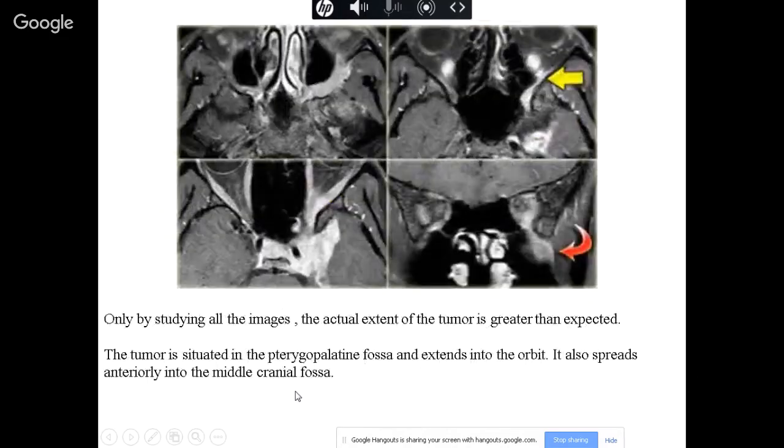But if we do more cuts, you will see the tumor goes far behind this area, goes to the orbit, and goes down the cavernous sinus, posterior, spreading to the middle cranial fossa. So you need to look at this. When you look at the tumor, you want to go section by section: where it starts, where it ends. That's one thing you look at.